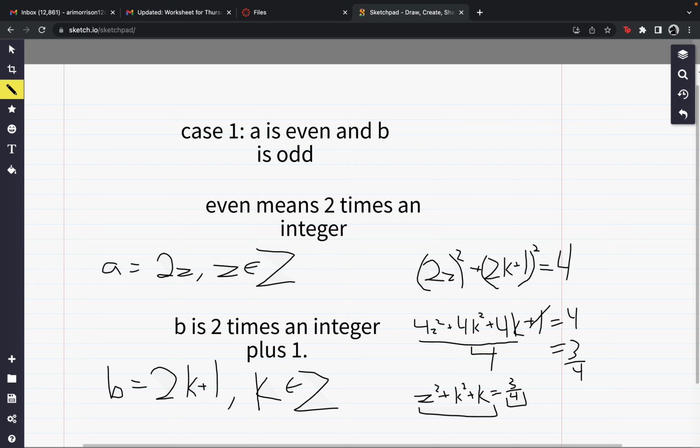But if you just imagine that instead of 2k plus 1 over here, we just have 2k, and here we'll have 2z plus 1 as representing a being odd. And we're going to run into the same exact thing, where you're going to have an integer on one side and a not integer on the other side.